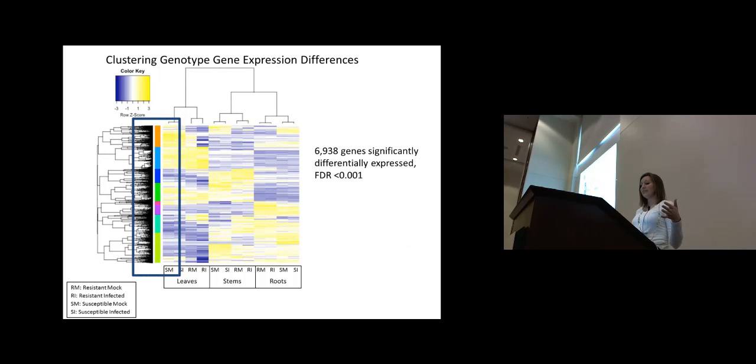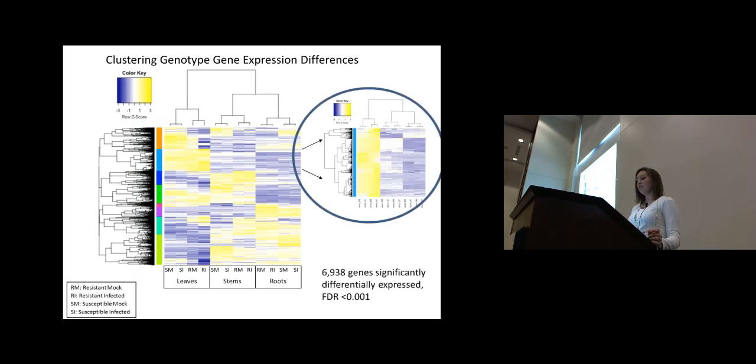The other axis on this heat map is clustering by expression. So we're clustering all of these genes by similar expression patterns, and we ended up with 8 different expression clusters. One of those clusters is this blue cluster, and we can see that they're all similar expression. The leaves are all expressed in one direction, they're yellow, and the stems and the roots are expressed in the other direction, they're blue.